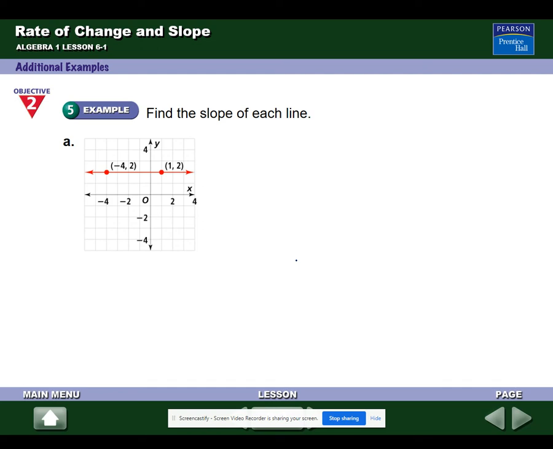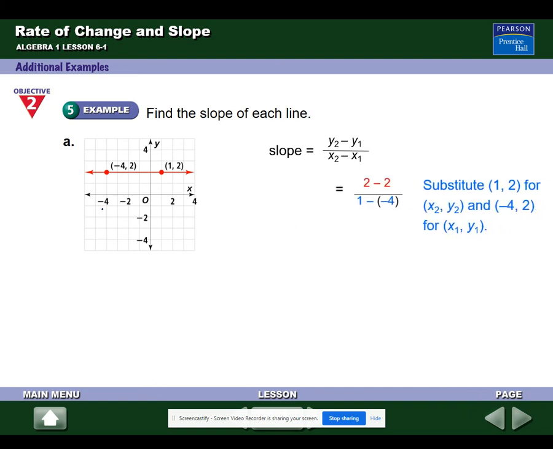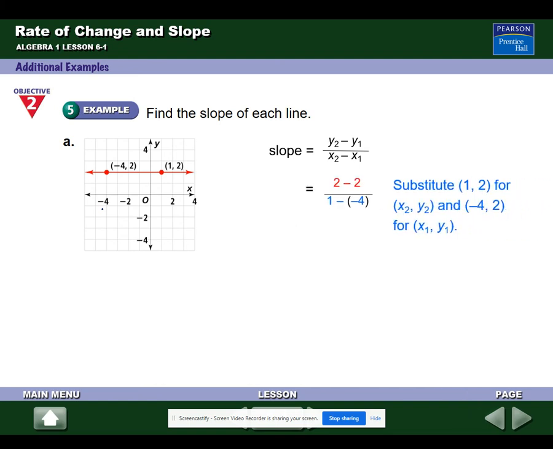Okay, one more. Find the slope of each line. Let me just show you real quick. They're going to do the same calculation for the slope. But this time, in the numerator, you get 2 minus 2. Well, 2 minus 2 is 0. Now, here's the question. Is that okay? Is it okay to have 0/5? Is that a real number? That is a real number.